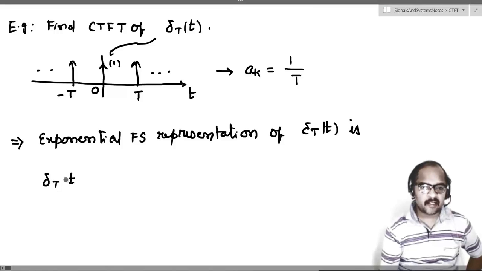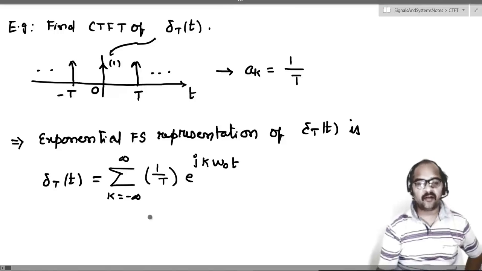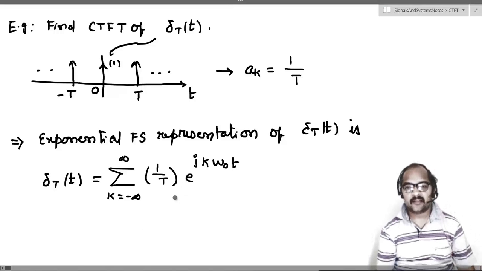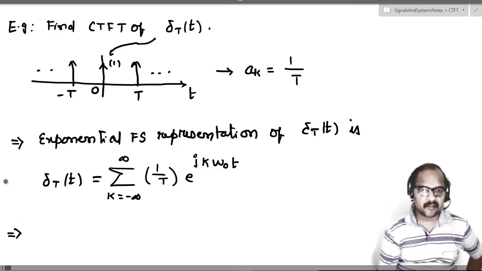So we write delta T of t is equal to summation k equal to minus infinity to infinity, A_k is 1 by T multiplied with e power j k omega naught t. Okay, this is the exponential Fourier series representation. So this is our x of t, correct? So this fellow's Fourier transform would be how much?